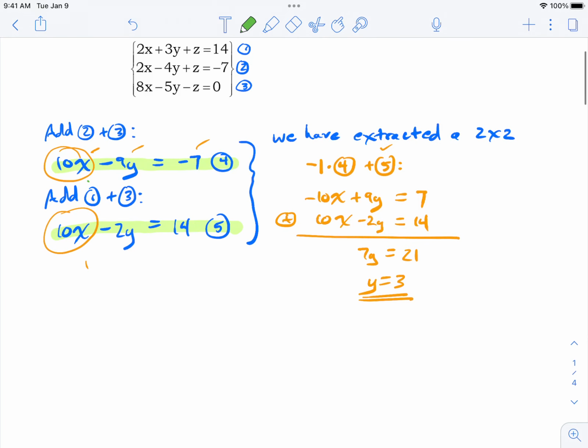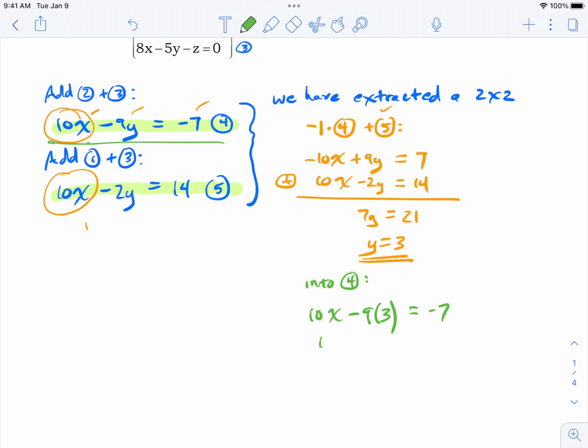I'm plugging this into, and it doesn't particularly matter which equation, but I'll plug it into 4. So equation 4, reading across here again: I got a 10x minus a 9y, but I know the y is 3, so I can put that in, equals a negative 7. And I can solve this. So 10x, that makes a minus 27, equals negative 7. If I add 27 to both sides, negative 7 plus 27 is going to give me a 20.